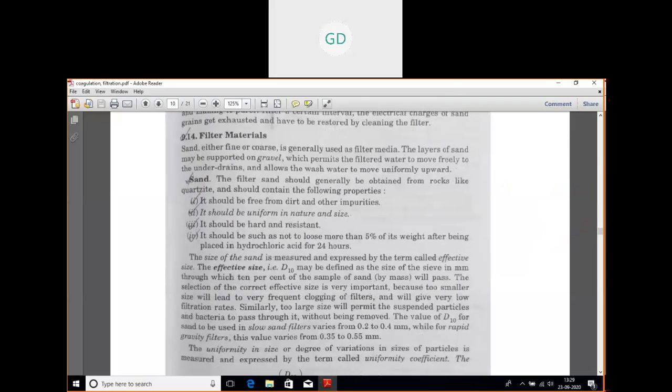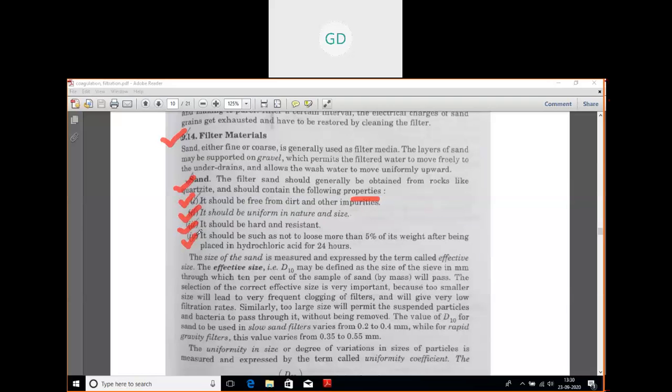Then next is your filter materials. Filter materials, I already told you about sand and gravels. There are certain properties of what kind of sand you should use. Let us see what the properties for the sand are. Number one, it should be free from dirt and other impurities. Then it should be uniform in nature and size. Then it should be hard and resistant.